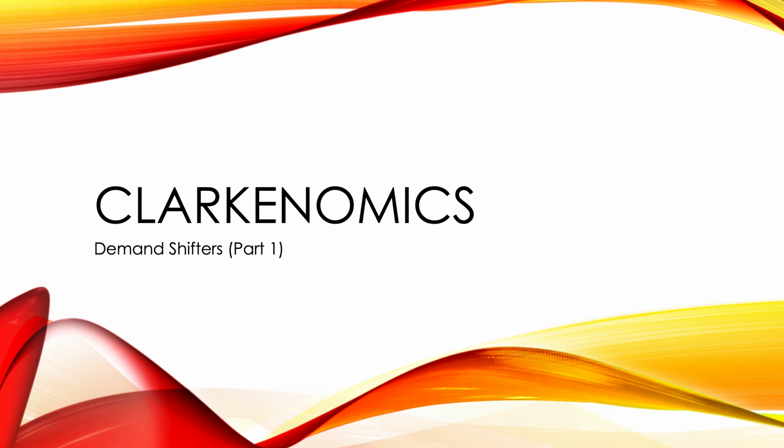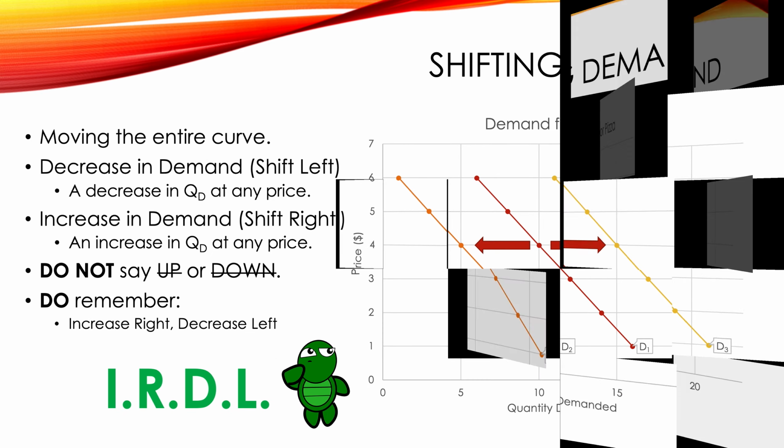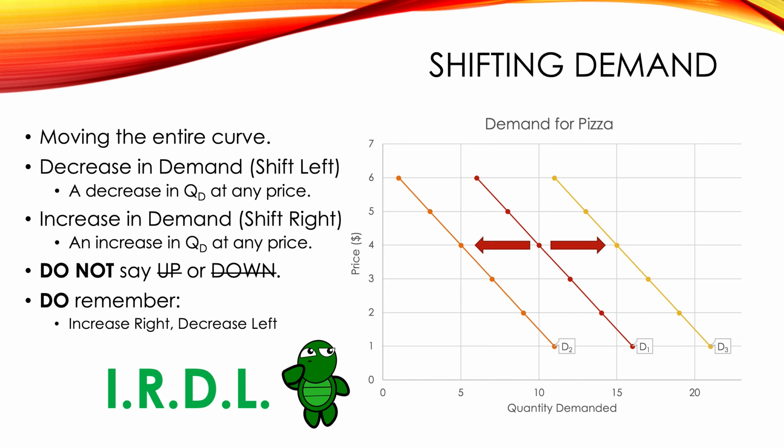In this video, we're going to go over 2 out of the 6 things that shift a demand curve. So this is part 1. In a previous video, we talked about what a demand shift looks like. And the important thing we said is that increase right, decrease left, ERDL is going to help you remember what a demand shift looks like.